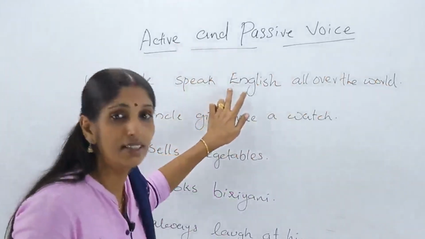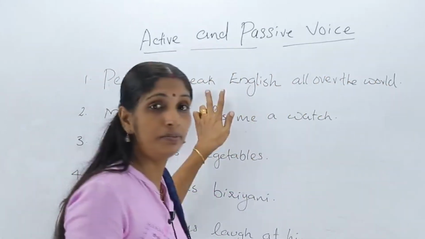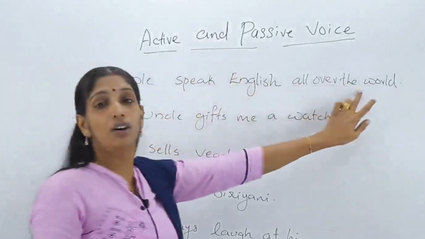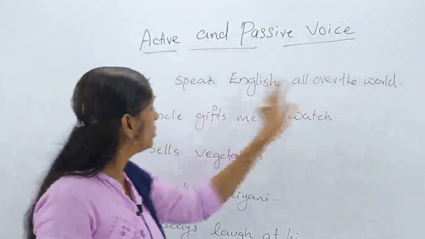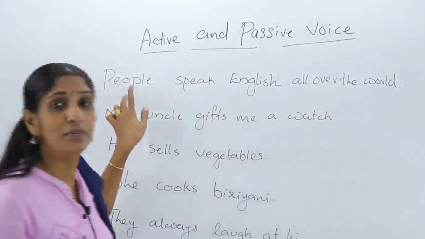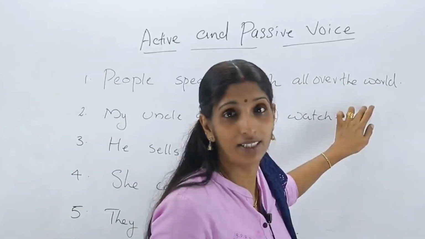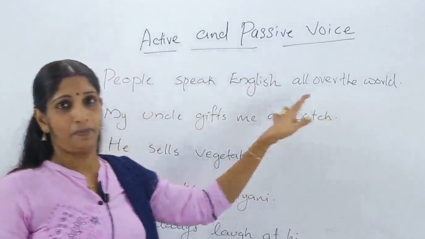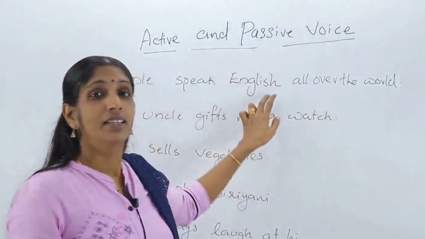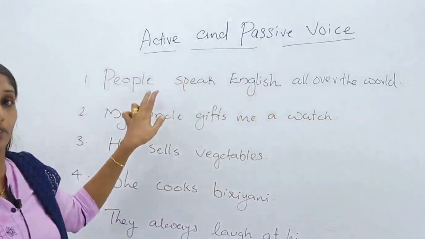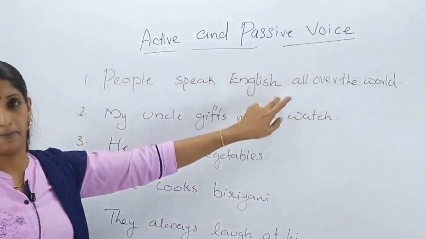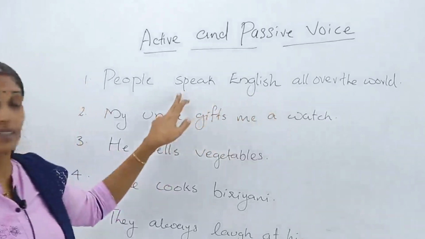English is spoken all over the world. Very good. English is spoken all over the world. Do we want to write by people? No. Why? The subject people is not much important here in this sentence. Have you understood? In the beginning, I have told you that when the subject is not much important, we have to use passive voice. This is the best example for that. Is it clear?